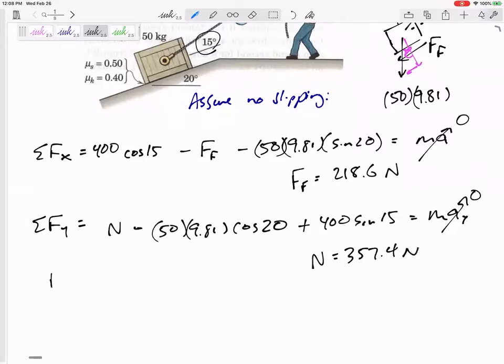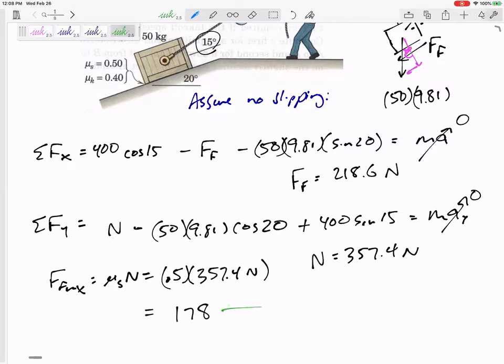357.4. So the maximum mu s n, at this instant, would be 178. Maximum 178, so not possible, it will slip. All right, that's how I do these problems.